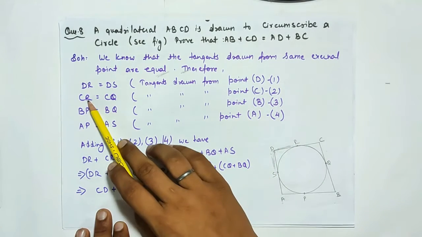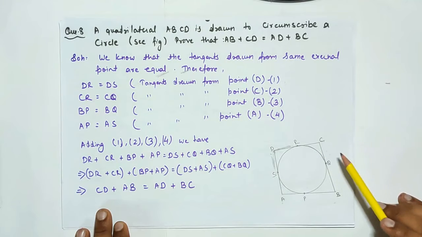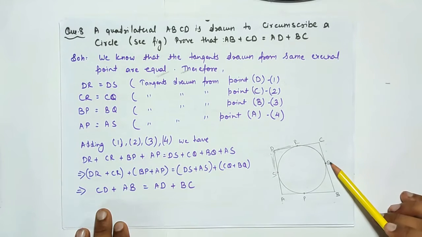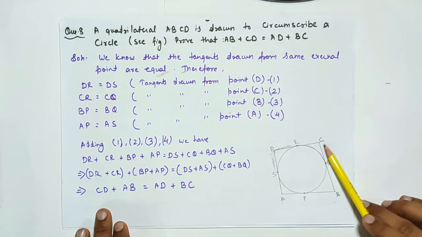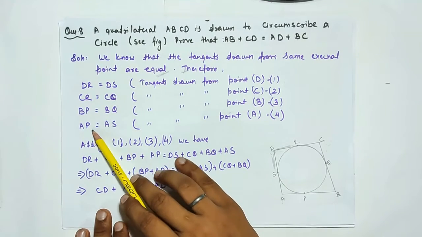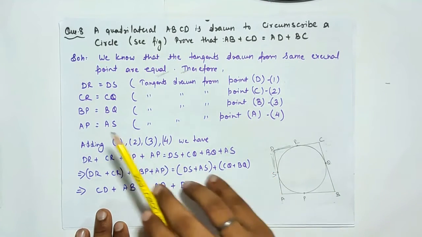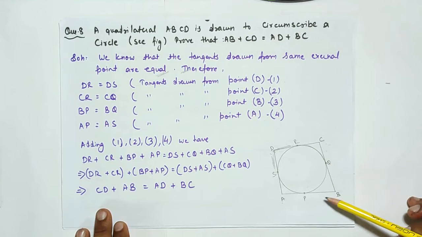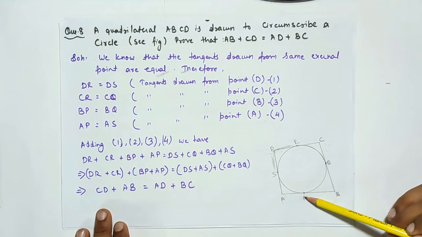First, CR is equal to CQ because it is drawn from C. Likewise, BP is equal to BQ, and AP is equal to AS because they are tangents drawn from point A.